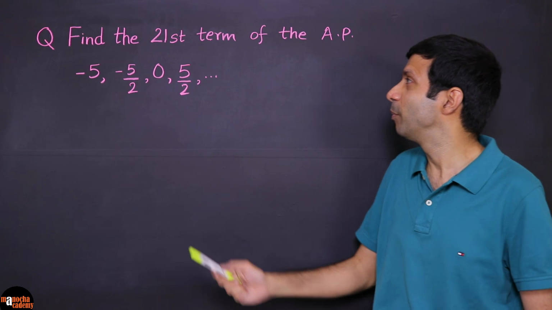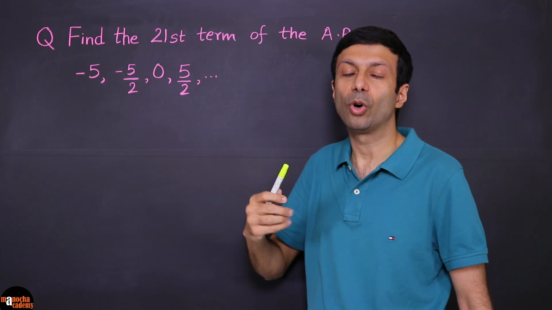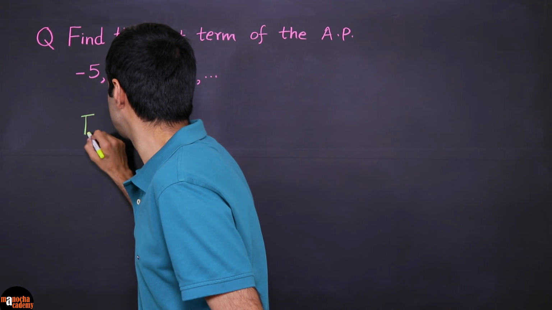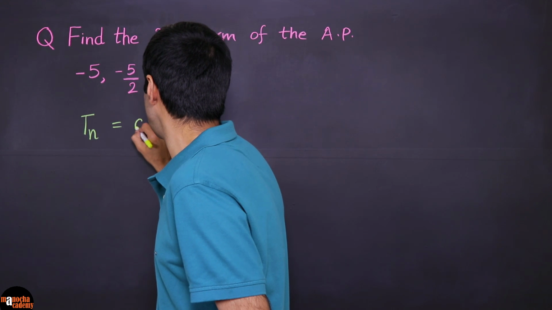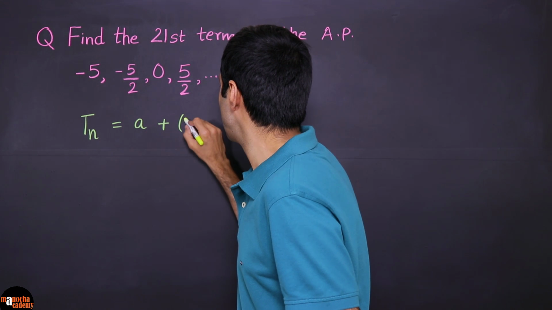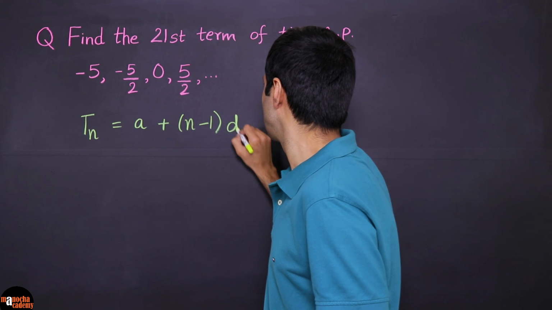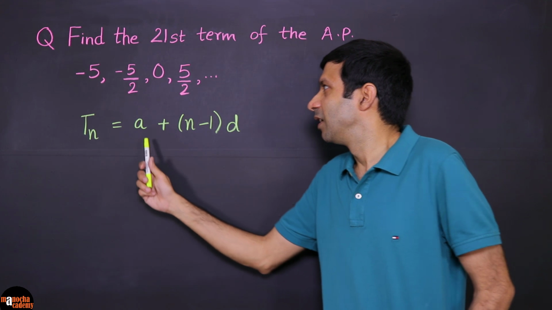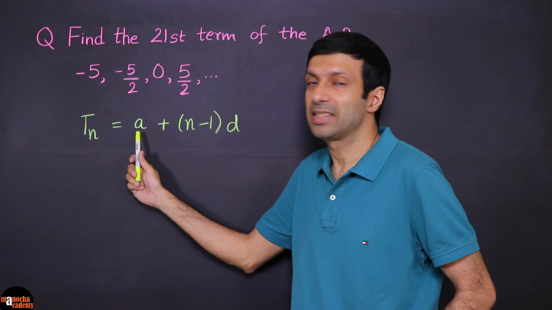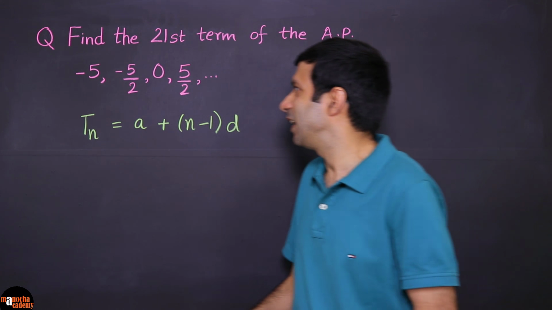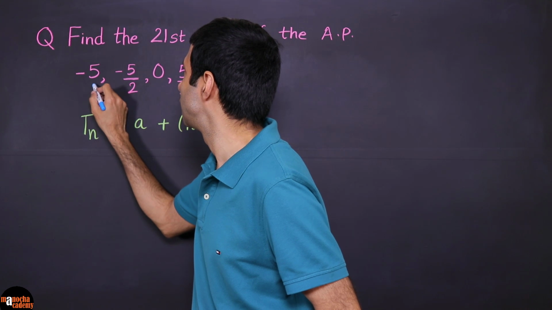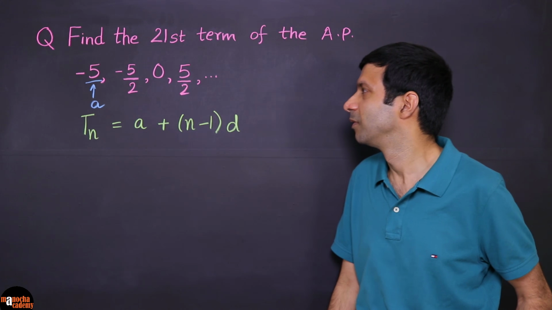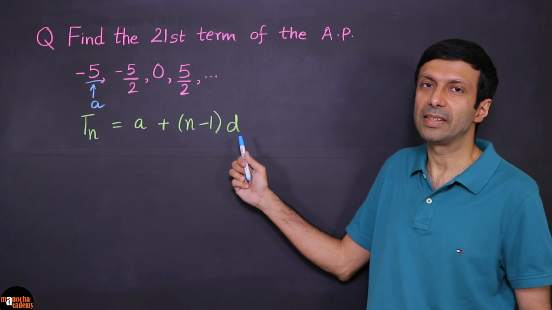Okay? And remember, to find the 21st term or the nth term, we need to use the formula Tn equals A plus n minus 1 into D. Remember that formula? Okay? And so what is the first term here? It's denoted by A, right? And A is going to be this term, minus 5.